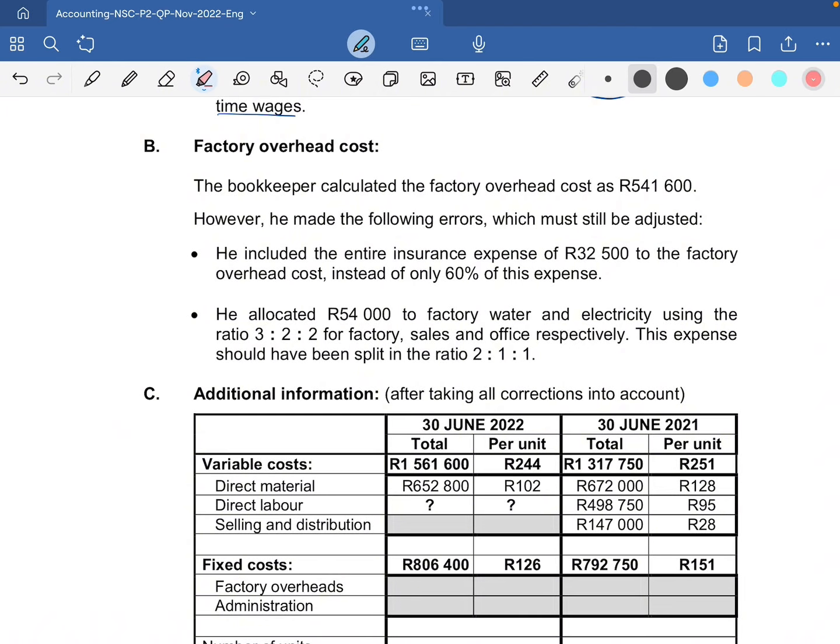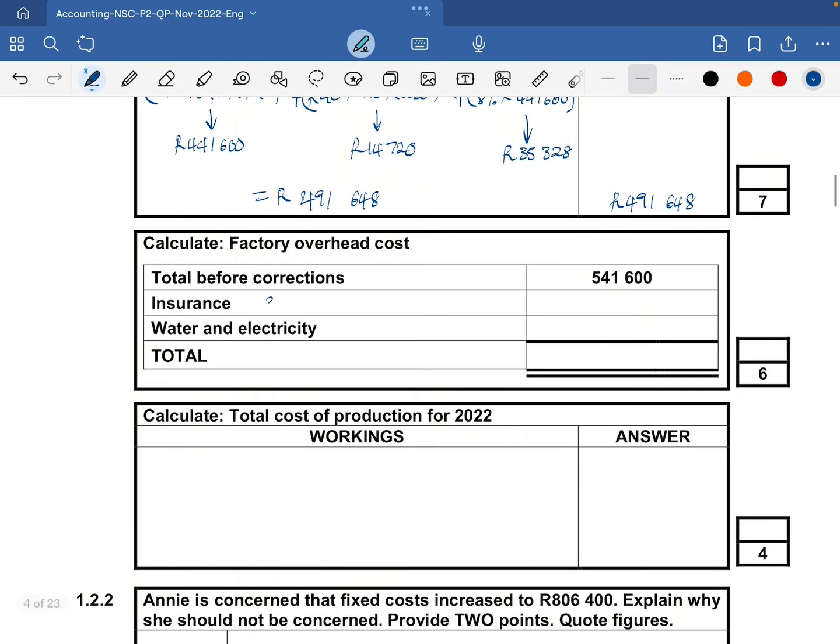So in this case, the entire 32,500 has been included, but we have noted that only 60% should have been included. So we know that this is 100% because the whole amount was included, but only 60% should have been there, which means there's a 40% extra that was included. So we need to remove the 40%. So 32,500 multiplied by 40% is 13,000, and we're going to subtract that.